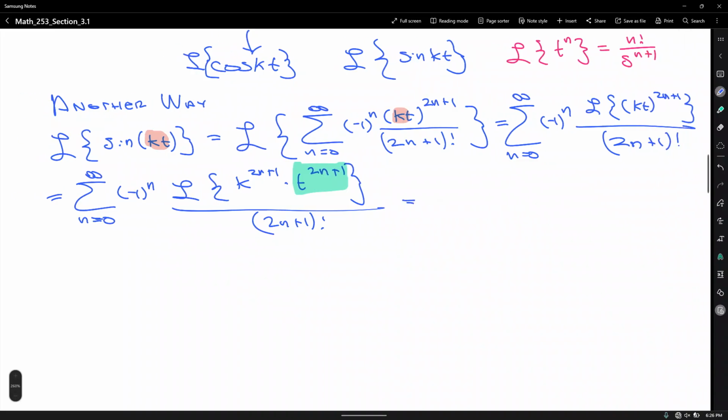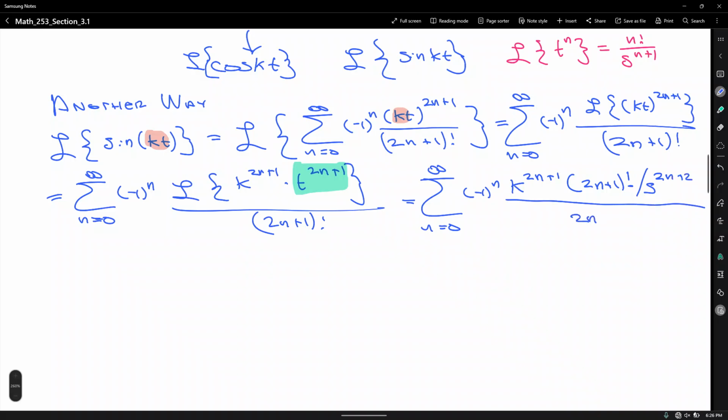That means the sum from n equals 0 to infinity of (-1)^n k^(2n+1) times (2n+1) factorial, divided by s^((2n+1)+1), that is s^(2n+2). You guys agree with this so far? Everything divided by (2n+1) factorial. What is good here, though, is that (2n+1) factorial goes away with (2n+1) factorial.